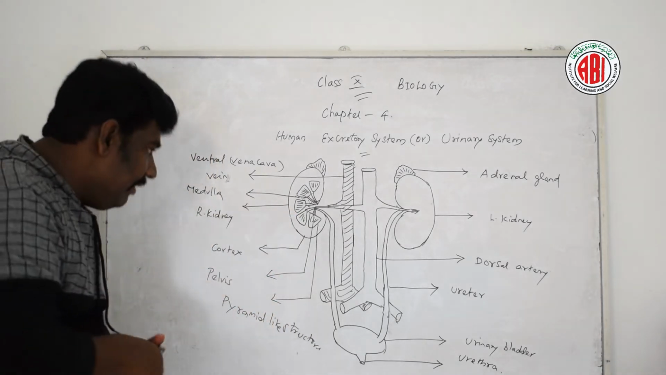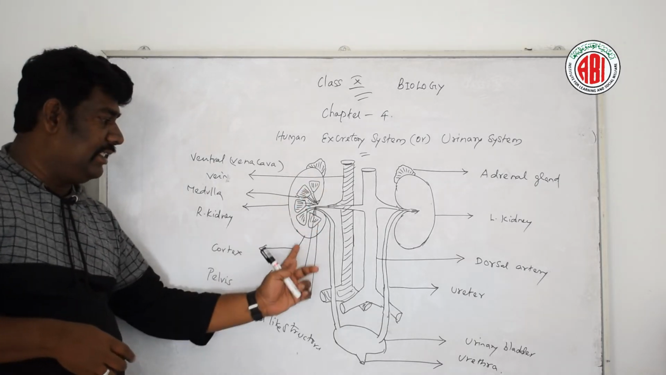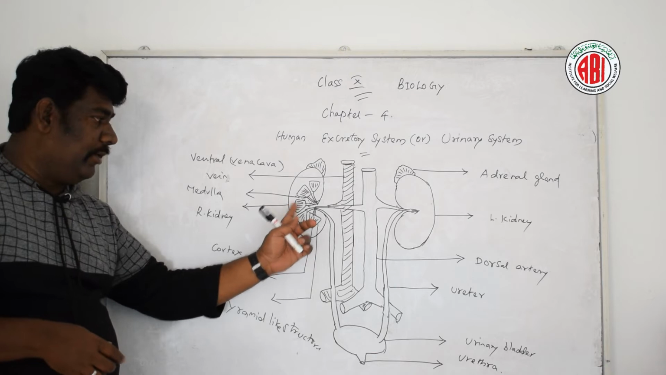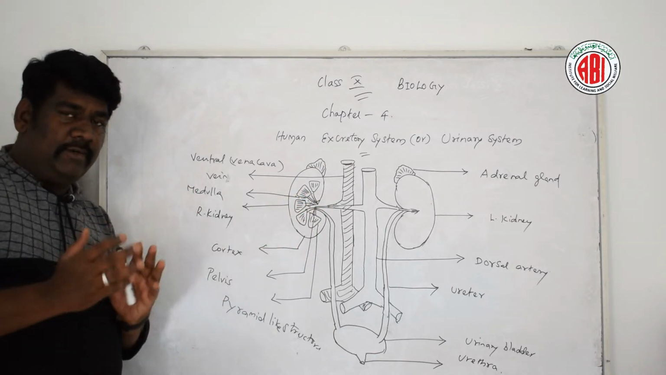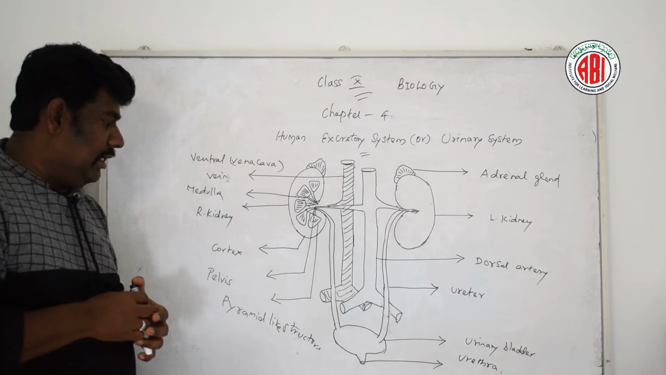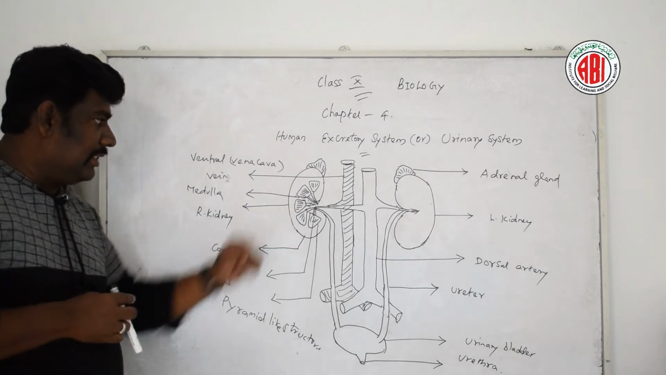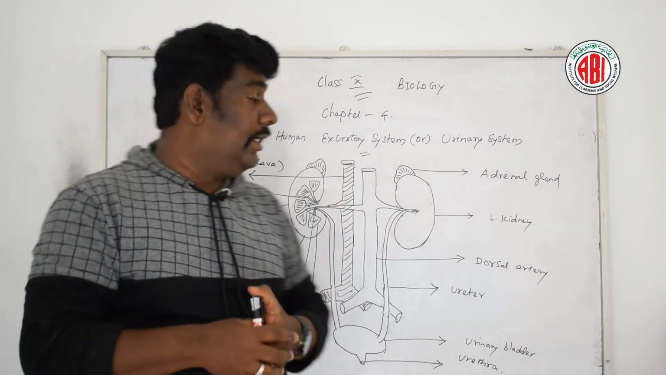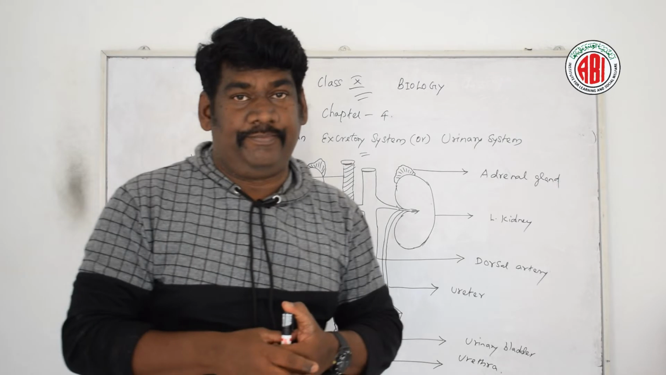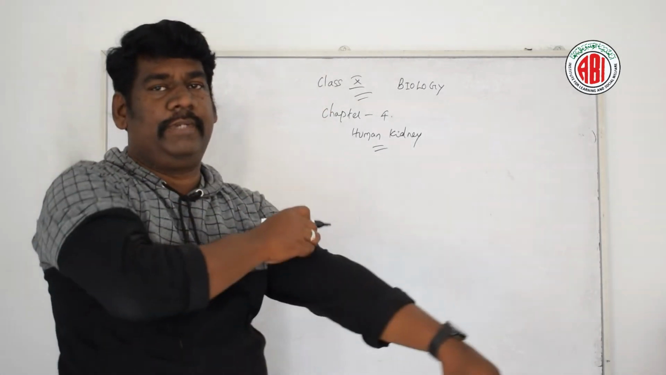And when we are talking about the inside of this kidney, there are three different layers: cortex, medulla, and pelvis. Cortex is pale color, medulla is somewhat dark color, and pelvis is again pale color. Then pyramid-like structures can also be seen. So this is about the human urinary system. Okay, now let us go for the next diagram. The next diagram is the human kidney.